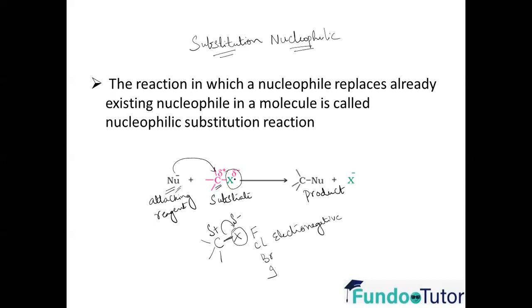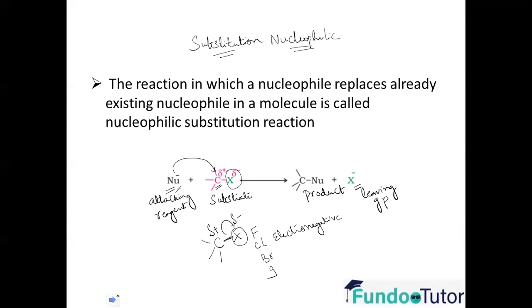X is being replaced by the nucleophile, so the nucleophile takes the place of X. X is substituted by the nucleophile. This is the substitution nucleophilic reaction, where one nucleophile has been replaced by another. So this is the meaning of the term nucleophilic substitution reaction, and this is the leaving group. X minus is leaving from the substrate.